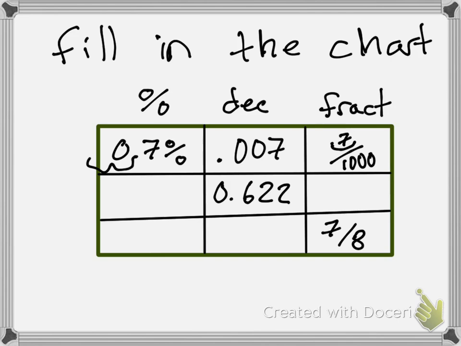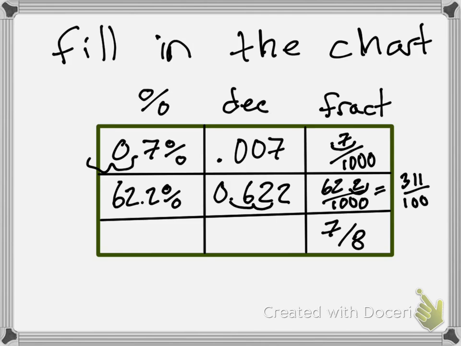In this one, to make it our percent sign, we move it over 1, 2. We get 62.2%. To make it into a fraction, we get 62.2 over 100. Again, we move our decimal. We get 622 over 1,000. We would need to simplify. We would get 311 over 500.